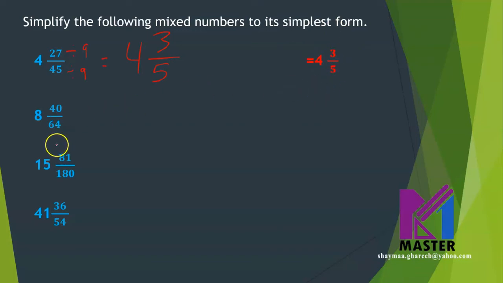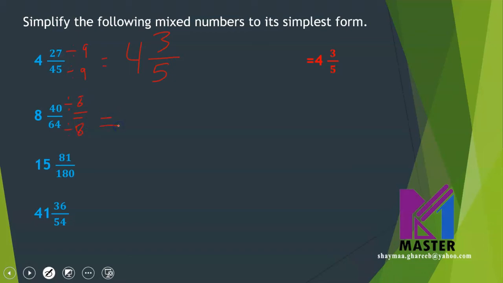Let's try the second one. I have 8 and 40 over 64. Let's start. We can divide by 2 or by 4 or by 8. Okay, so this time I will divide up and down by 8 and check.